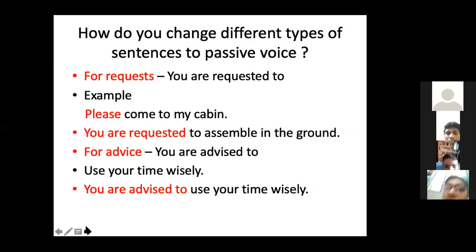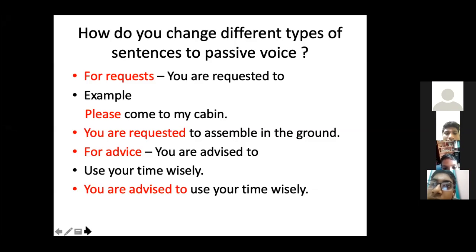First we'll take the imperative sentences. Here we have got imperative sentences. These are just examples, for request or for advice, then for command, for ordering, and all you have to write according to that. Here only 2 examples are given. So for request, you have to add "you are requested to." Then it is in the passive voice.